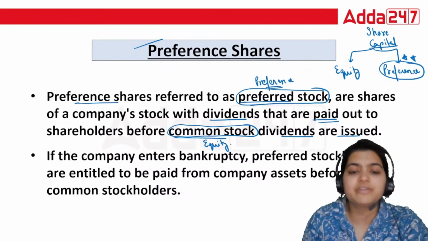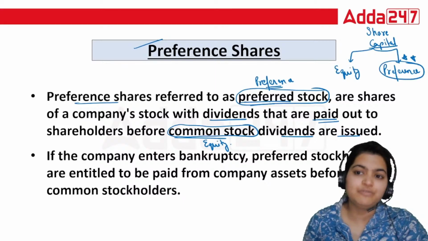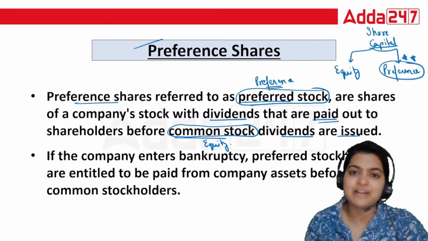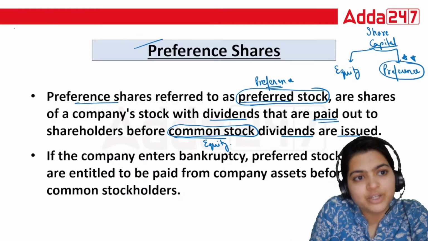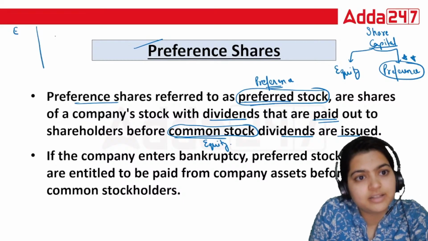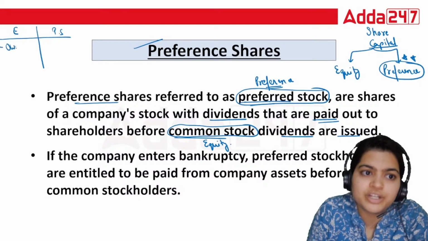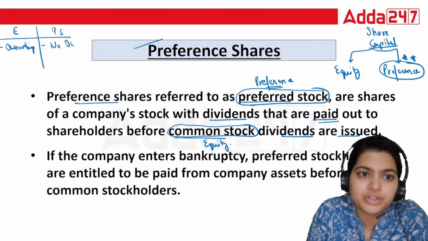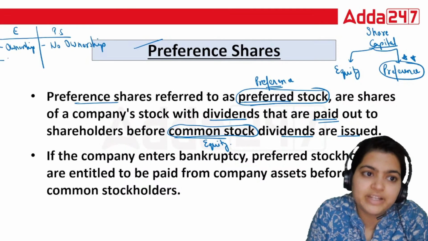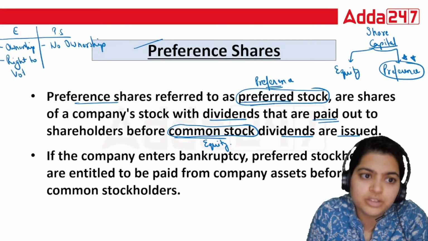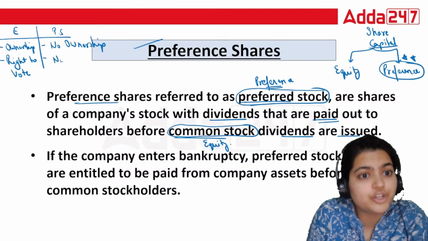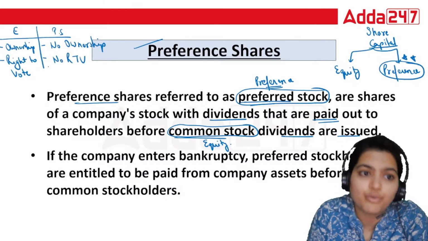I hope you can recall the differences between equity and preference. Let me give you that part very quickly. In equity you will get ownership. In preference, no ownership. Then in equity you will get the right to vote. In case of preference shares, no right to vote.